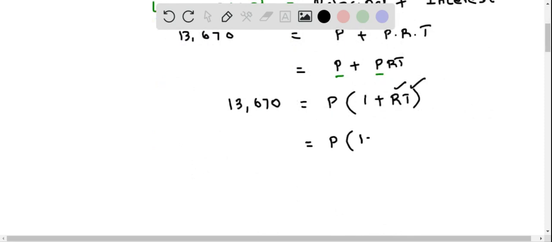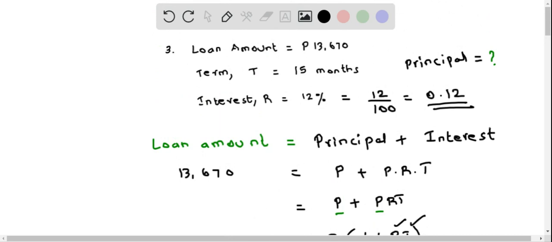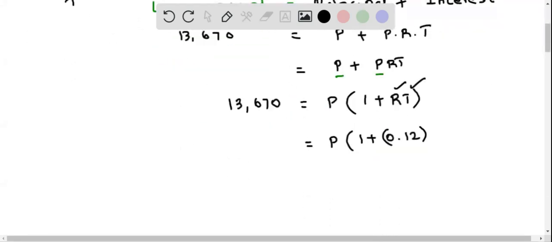P times of 1 plus 0.12 times, we now write the term. The term is given as 15 months, but we should convert this to years. So we convert this to years by dividing by 12. And so 15 divided by 12 is 1.25. So therefore, the term equals 1.25 years. So we plug in 1.25 for t.